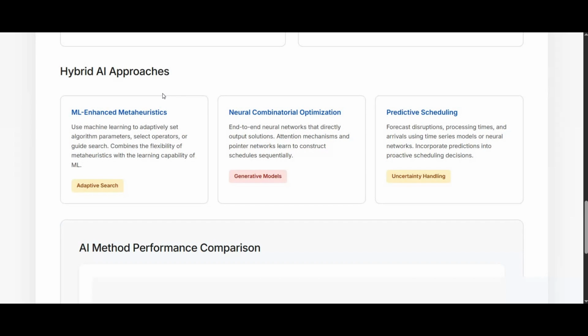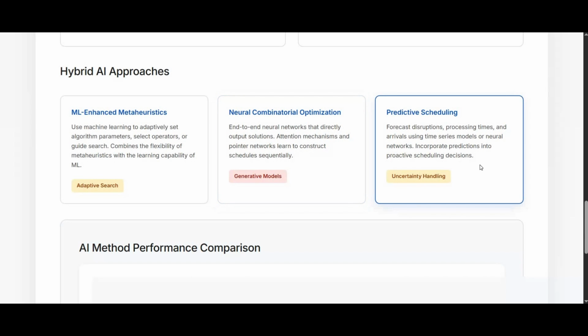Then we have neural combinatorial optimization. These are neural networks that produce solutions directly, for example, generating sequences of job orders. They use mechanisms like attention, which helps the model focus on important parts of the problem, and pointer networks, which handle variable length outputs. This approach is great for end-to-end learning, meaning the network can take raw problem data and output a schedule without traditional optimization steps.